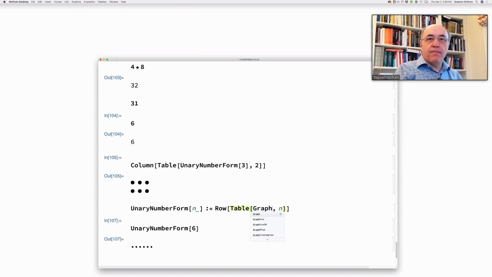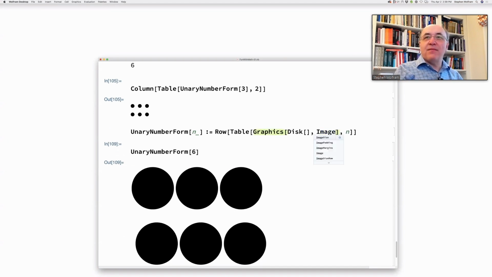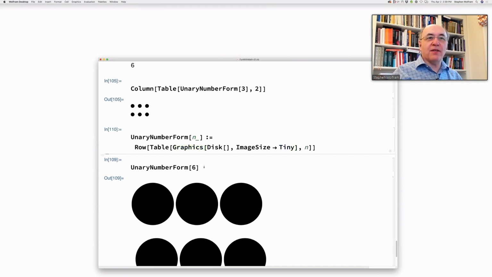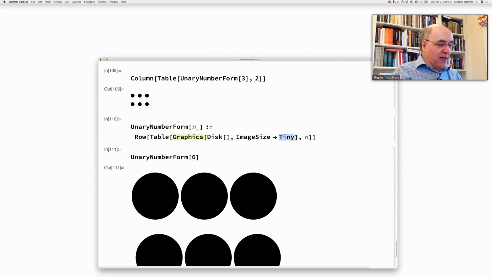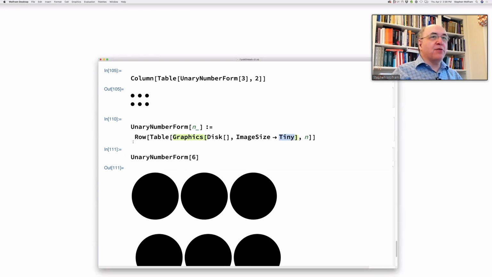I think I was making little discs there. Let's check that that works. No, that was too big. Now let's make tiny discs. Let's see whether that works. That didn't work either. All right, let me cheat and look at how I defined this before. All right, I have a way to do that here. I'm just going to use this definition.